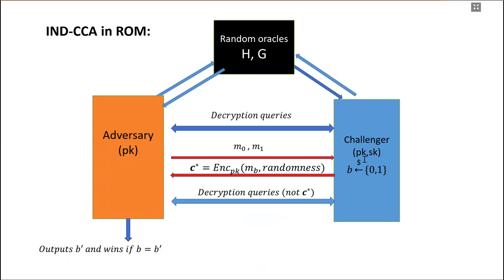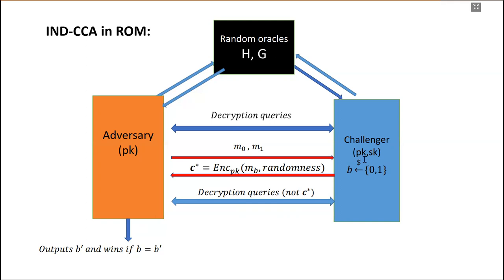But what does indistinguishable CCA security mean in the random oracle model? Possibly you are familiar with this security notion, so I briefly explain it. Here, both adversary and challenger have access to random oracles. The adversary, given PK, has access to decryption queries also, and later the adversary outputs two messages, M0 and M1. The challenger encrypts one of them randomly to get C star and sends C star to the adversary. And the adversary's goal is to guess which message has been encrypted.